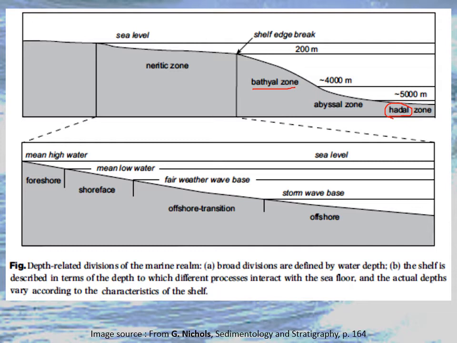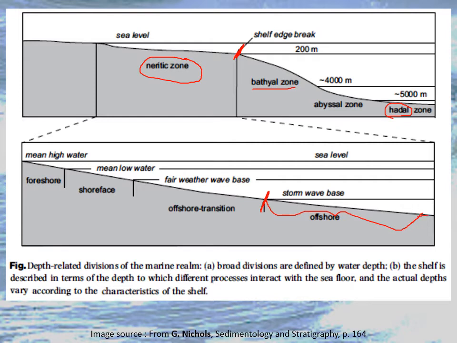Now, if we look more closely at the continental shelf area or the neritic zone, there we find a lot of finer divisions also. So if we start from the marine part, from shelf edge break, that is this point, to the storm weather wave base depth, this portion is known as the offshore part.